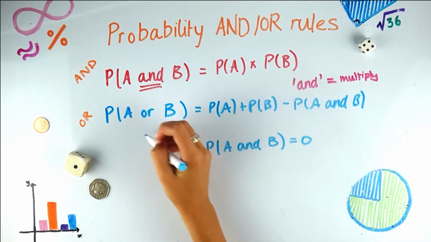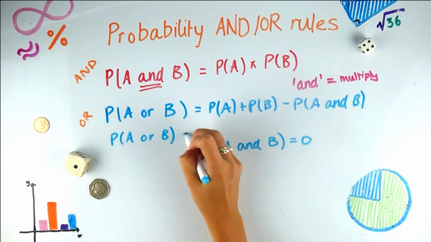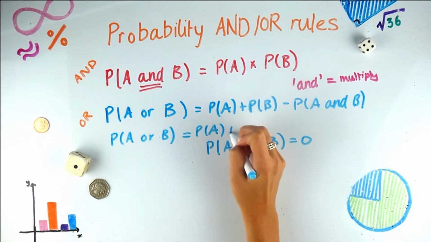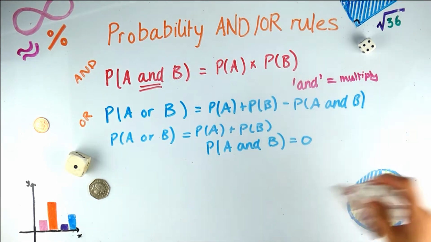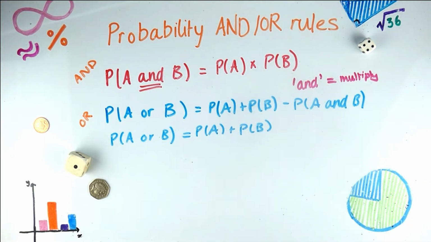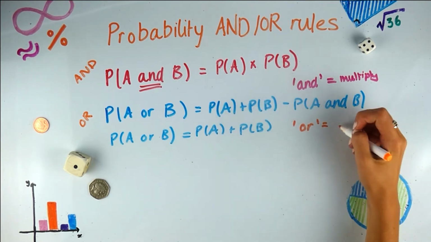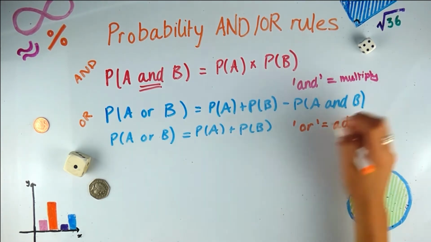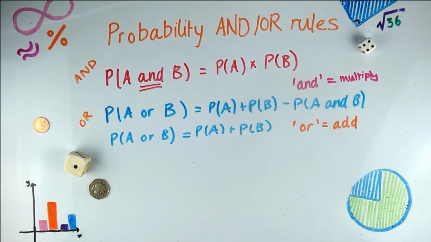So OR means add in stats, especially for foundation. Quite often we just use the equation this way, because most of the time the probability of A and B happening is 0 because they can't happen at the same time. So OR means add. If you've got A or B, you do the probability of A plus the probability of B.